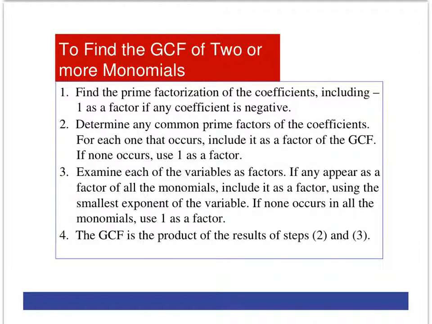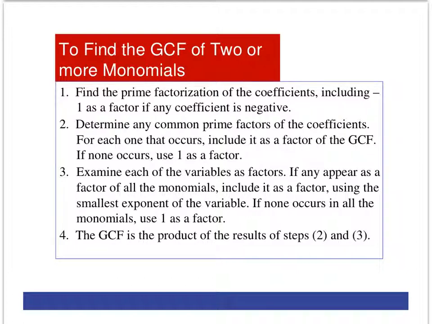Okay. To find the GCF of two or more monomials, find the prime factorization of the coefficients, including -1 as a factor if any coefficient is negative. And we did that in the other example. Determine any common prime factors of the coefficients. For each one that occurs, include it as a factor of the GCF. If none occurs, use 1 as a factor.